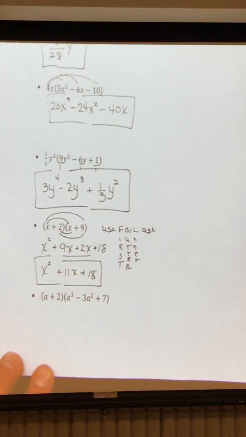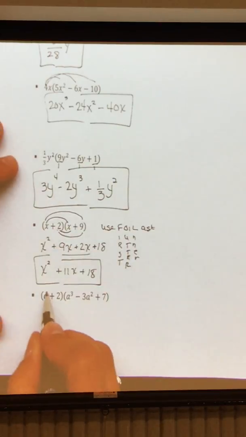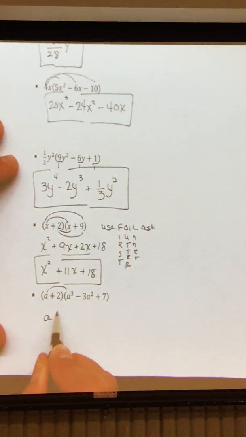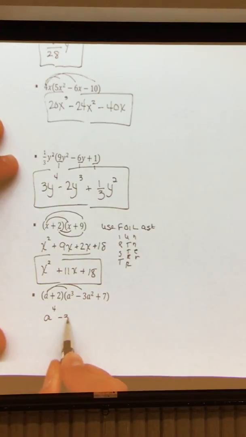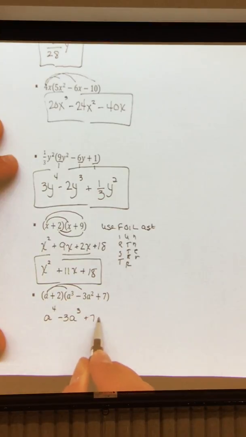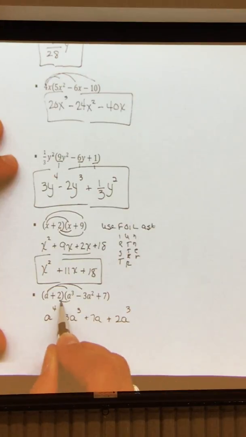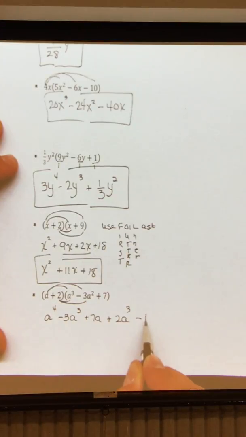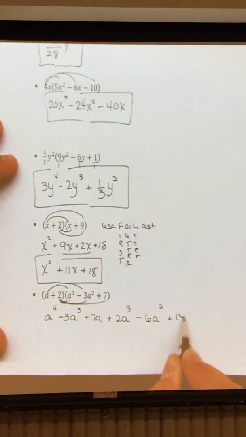Now the last problem of number 1, we do the same thing. We FOIL. So we have to multiply a times a cubed, which is a to the fourth. A times negative 3a squared is a negative 3a to the third. And a times 7 is 7a. Now we do inner. We have plus 2a cubed. 2 times negative 3 is negative 6a squared. And then 2 times 7 is positive 14.